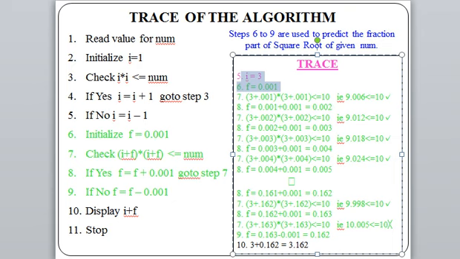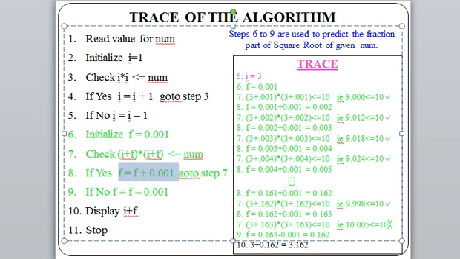0.001. So when we add 3 plus 0.001, we get 3.001, which is multiplied by itself. 3.001 multiplied by 3.001 results in 9.006. Is 9.006 less than 10? Yes, the condition is true. So when the condition is true, we have to increase the value of f by 0.001, and repeat the verification of the condition.